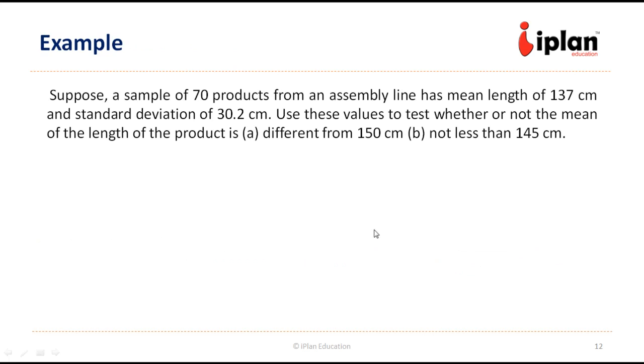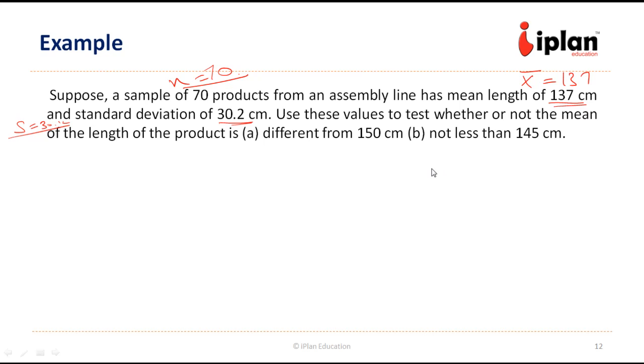Suppose there is a sample of 70 products from an assembly line. So n, the number of elements in a sample, is 70. It has a mean length of 137 centimeters. Suppose this is the sample mean, so x bar is 137. The standard deviation of the sample is given to be 30.2 centimeters.